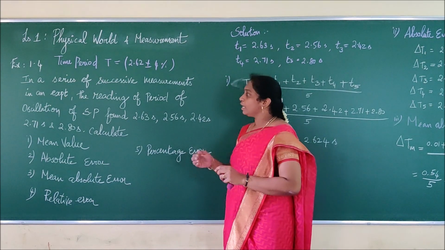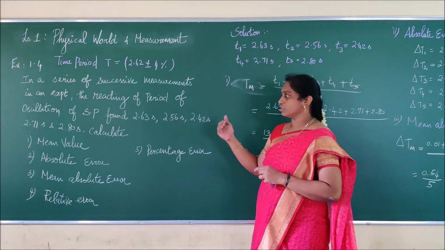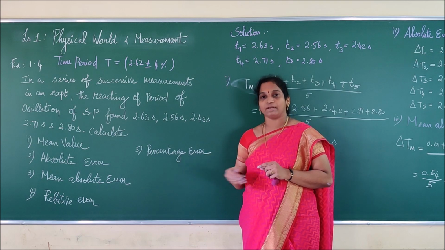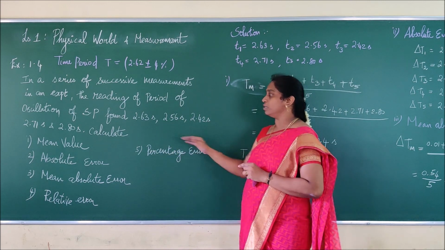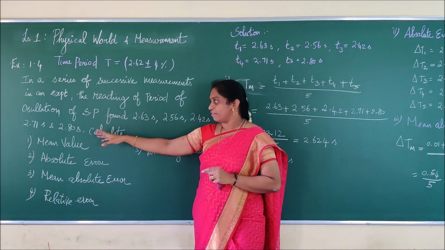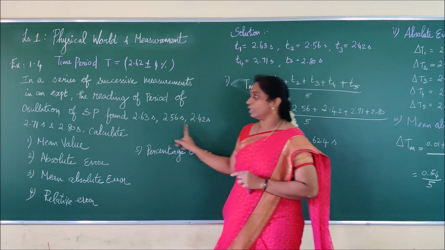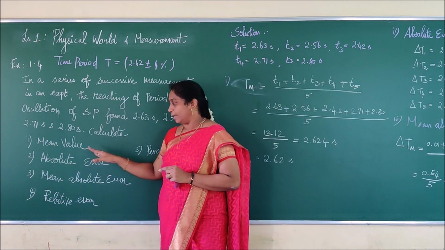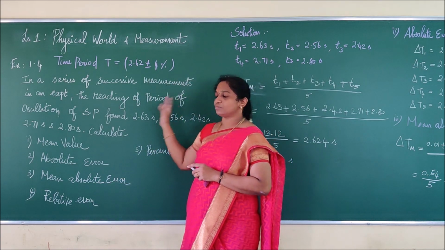In an experiment, the reading of a period of oscillation of a simple pendulum. For a simple pendulum, they are recording repeated oscillations, 20 oscillations. You will do this as a practical, right? So, simple pendulum with the time period calculation, we will do as a practical. They are finding a measurement value for each one: 2.63 second, 2.56 second, 2.42 second, 2.71 second and 2.80 second. They have taken 5 sets of readings: 1, 2, 3, 4, 5. And they are asking us to calculate the mean value, then absolute error, mean absolute error, relative error and percentage error for this time period calculation.